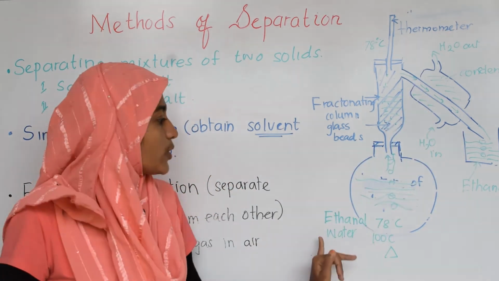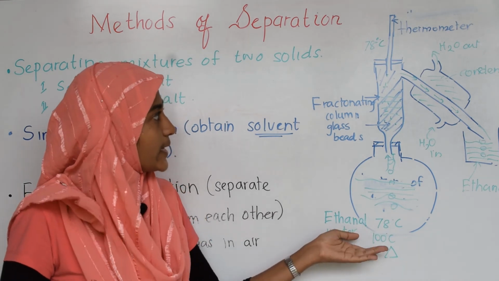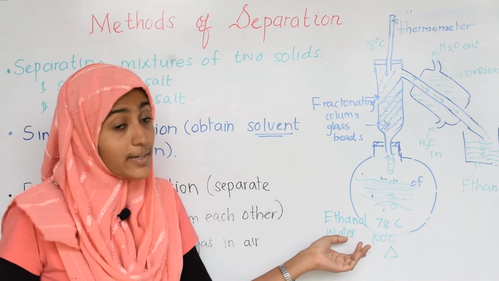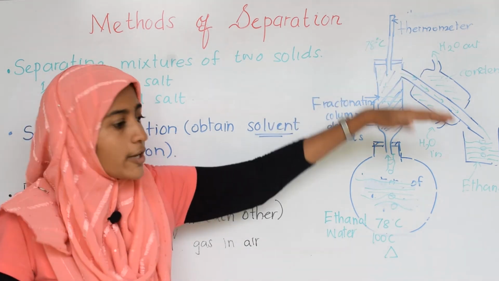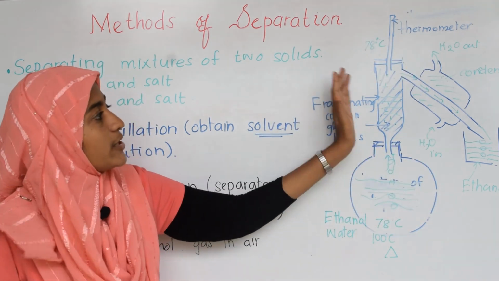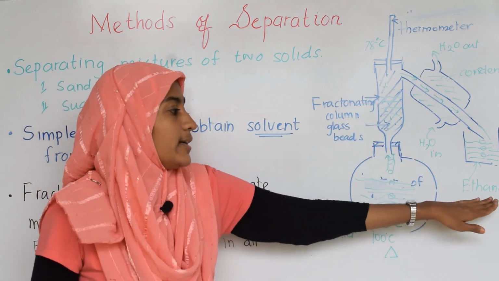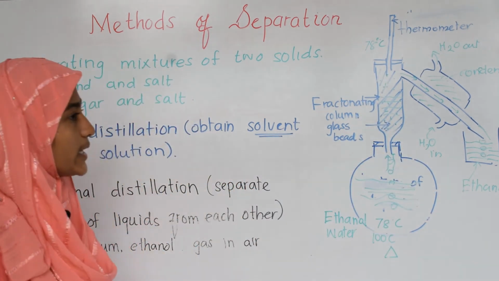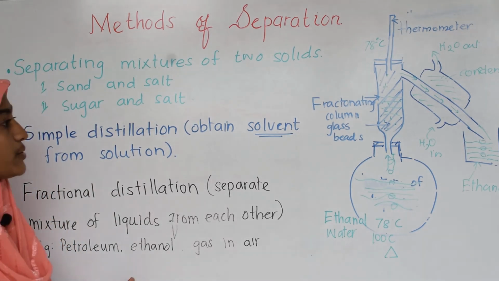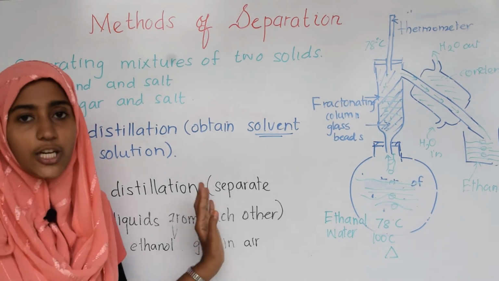So in this case, ethanol and water, 78 degrees and 100 degrees Celsius. We don't go to 100 degrees Celsius. At 78 we do this. Once it increases to 79, we know that the ethanol has evaporated, so we stop heating and get the ethanol in this beaker. Right, now there are some industries that make use of this fractional distillation process.